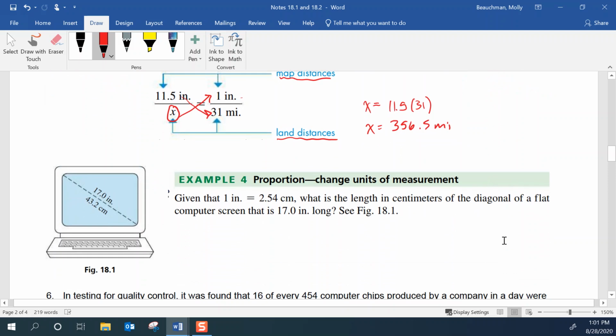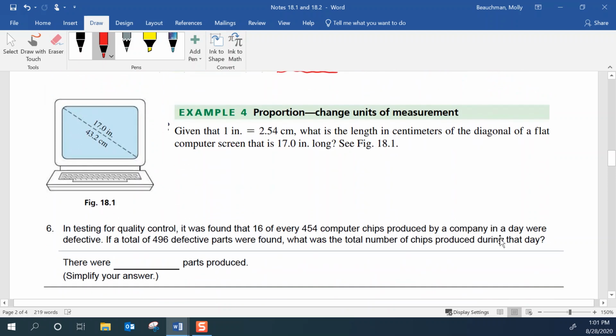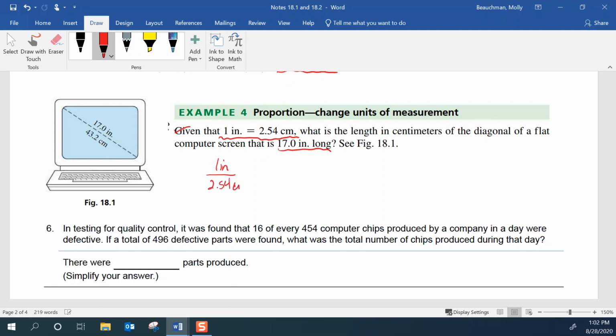Next example, changing units of measurement. Whenever you're doing unit conversions, you can set up a proportion. In this example, we're given that 1 inch is equal to 2.54 centimeters, and we want to know the length in centimeters of the diagonal of a flat computer screen that's 17 inches long. So we're going to set up a ratio using the measurement. It doesn't matter which way you go: 1 inch equals 2.54 centimeters, or 2.54 centimeters over 1 inch. The only thing you have to make sure of is that when you set up the other ratio, you have inches in the numerator and centimeters in the denominator.